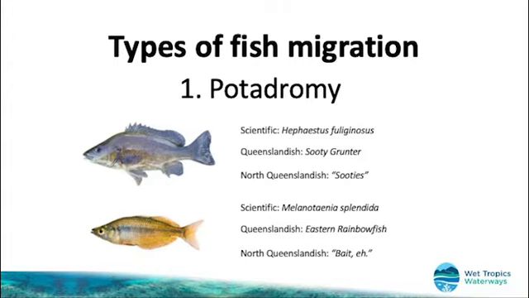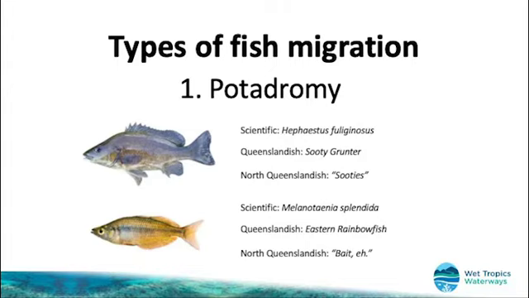A good example of a Pathadromous species is the sooty grunter. Now, in Queensland, and you see here I've got Queenslandish, so I come from down south and I've been in Cairns now for a number of years and I'm still learning the language, and particularly around fish. So in Queenslandish, the sooty grunter is sooty grunter, but in the North Queensland dialect, they're called sooties. Although I do hear them being called sooties in other parts of Queensland as well.